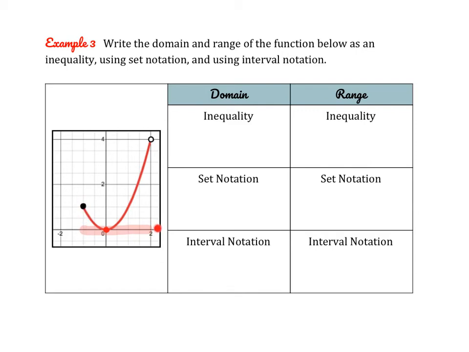So let's see if we can describe this as an inequality. So here, since it's a restricted region, it's between two numbers, we're going to write it kind of like interval notation. We'll start with our lower boundary, which is negative 1.